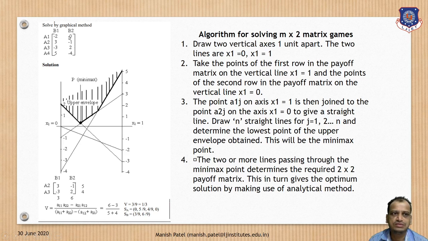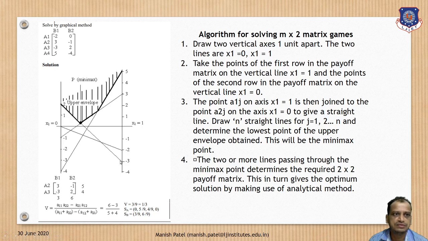Here what is the strategy of B? It will try to minimize the maximum loss, right? For B it is nothing but, for the maximum area which is on the upper envelope, you will find the minimum point. Which is the minimum point? This one is the minimum point. Now what is the intersection here? 2 and minus 3, clear, and 3 minus 1, which is B1 and B2.